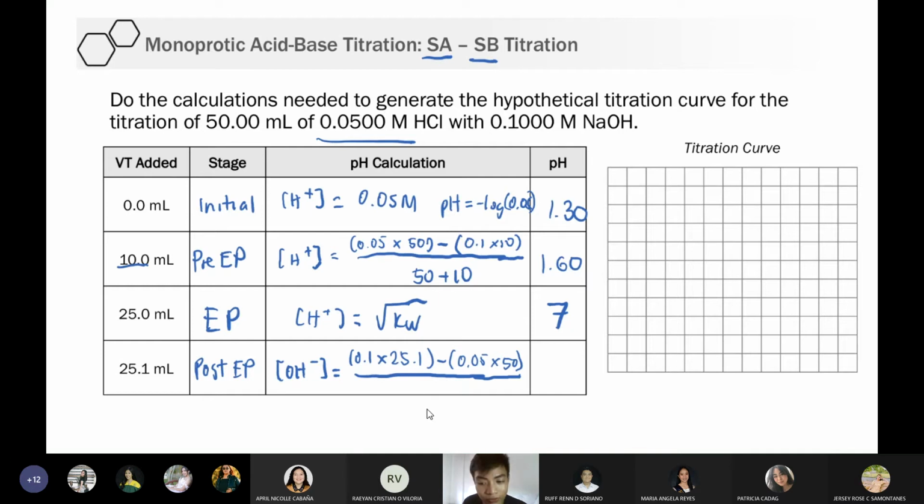Dito tayo sa baba. Volume total sa baba. So, we have 50 from the analyte and 25.1 from the titrant. So, we get the concentration of OH: 0.1 times 25.1 minus 0.05 times 50 ml, over 50 plus 25.1. That gives 1.33 times 10 raised to negative 4 molar. So since OH yan, ang makukuha natin pag negative log ay pOH, which is 3.88. Ang gusto ko pH. Edi 14 minus that lang. So I get 10.12.